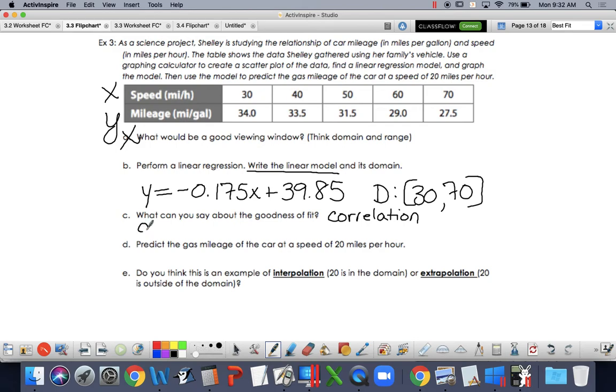So we would say good fit, R equals -0.98, which is close to -1.